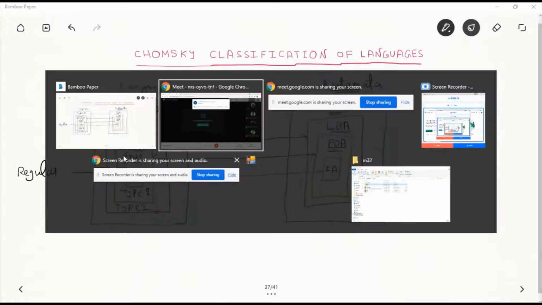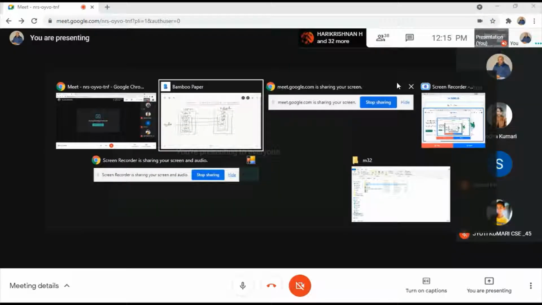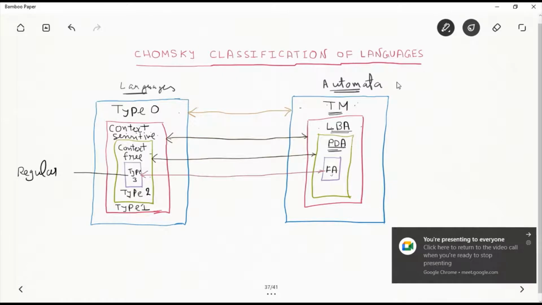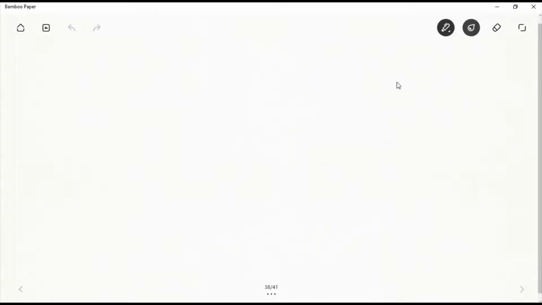Okay. So this is, I think, clear that we are going to have discussion on these four types of languages. True or false? Is it clear?